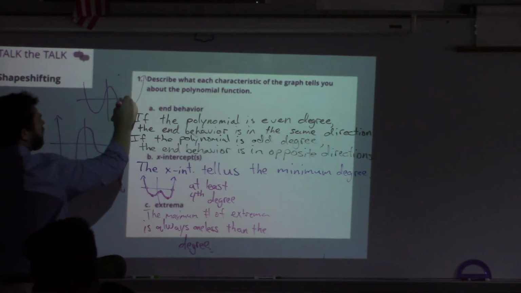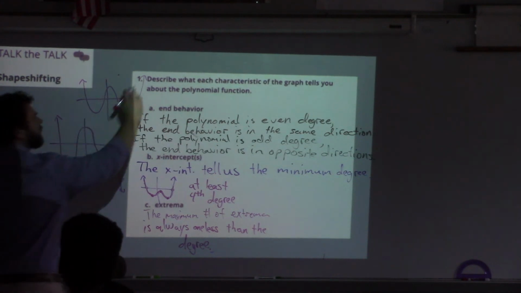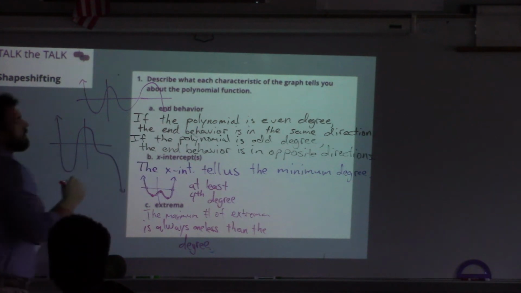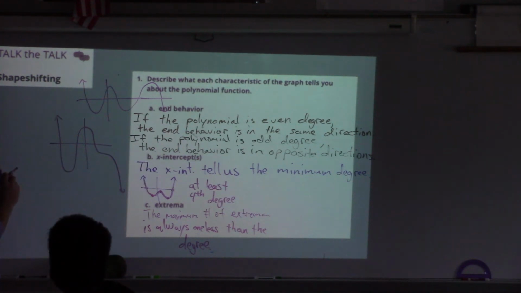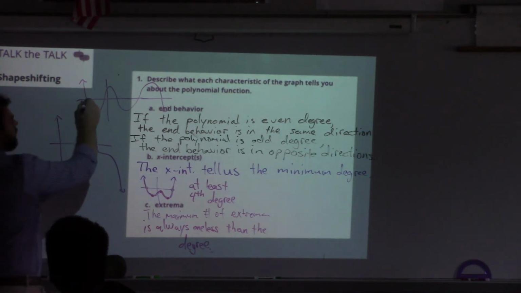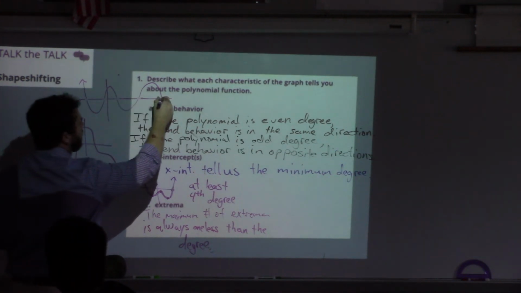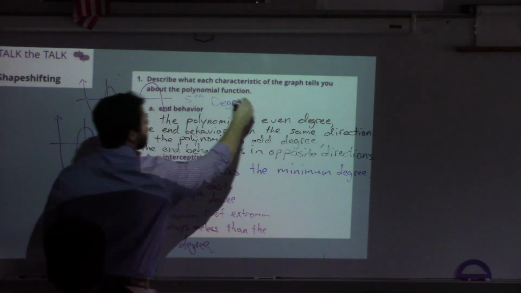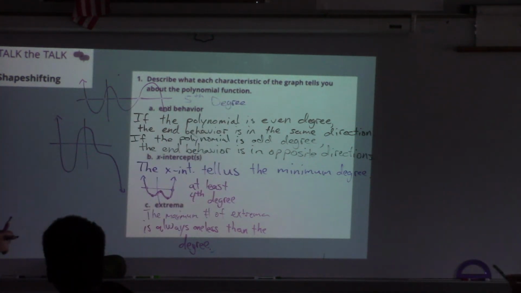I'll go ahead and tell you, the degree of this polynomial matches the number of x-intercepts. What's the degree of this polynomial? Right, 1, 2, 3, 4, and 5. So 5th degree. What's the number of extrema? 4. Oh, 4. Right, and again, notice that the maximum number of extrema is always 1 less.